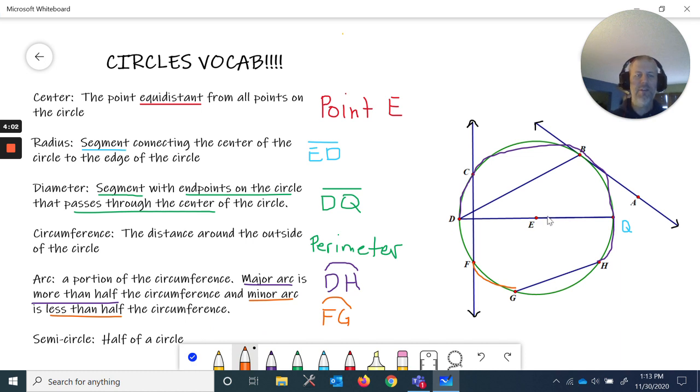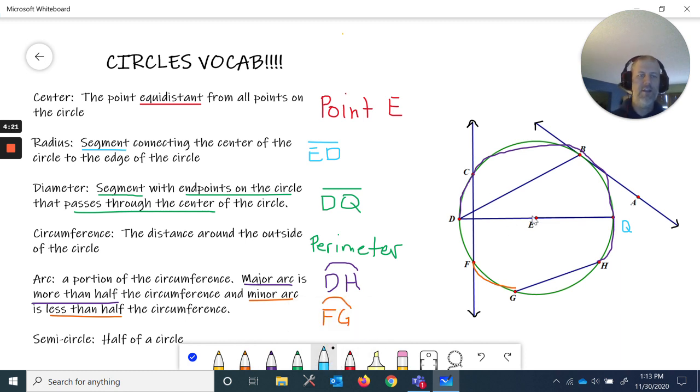And lastly, a semicircle, just half the circle. It's like we talked about with the diameter, it cuts into 2 equal pieces. A semicircle, semi meaning half, is just half the circle. And that's pretty much all there is to that one. I hope this one helped. This gives you the first 6 vocab terms with some identification of what they look like on the diagram.